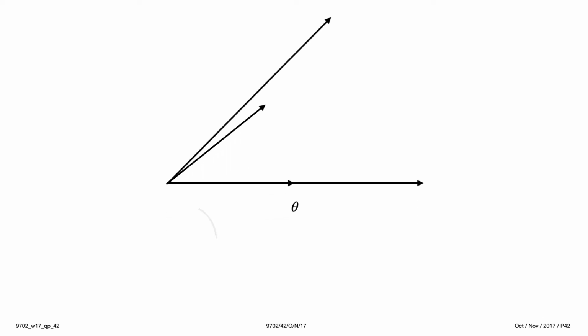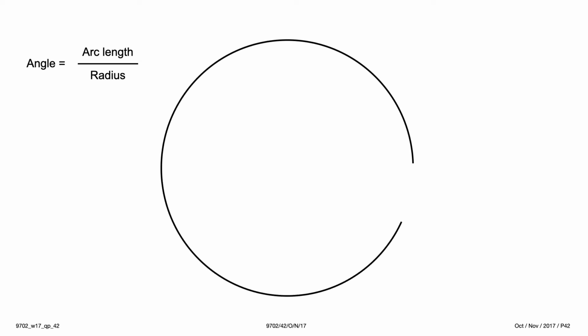Now let's see what a radian is. In general, angle is arc length divided by radius. Let's assume we have a circle of radius r.